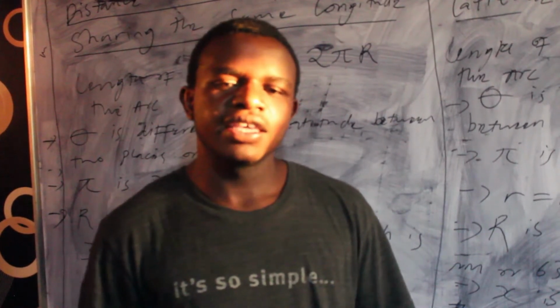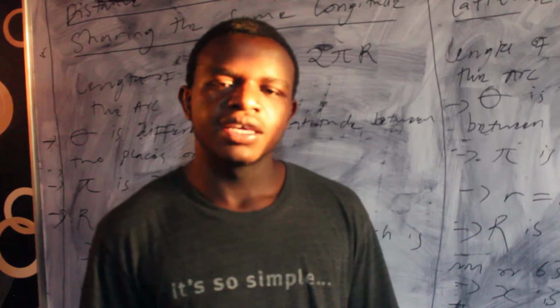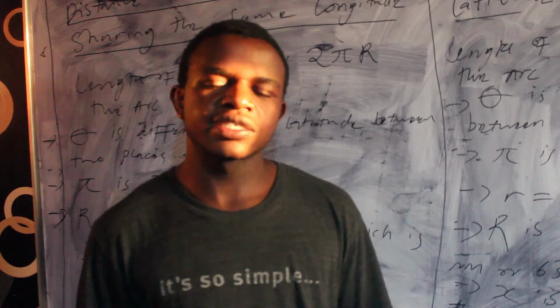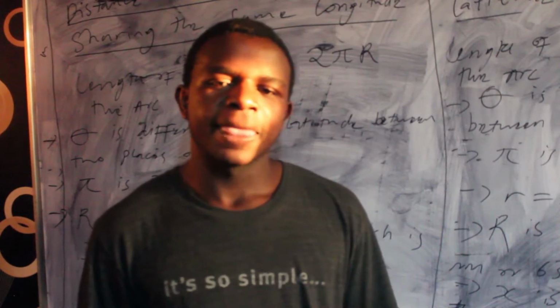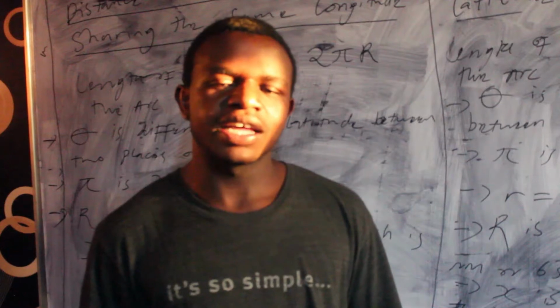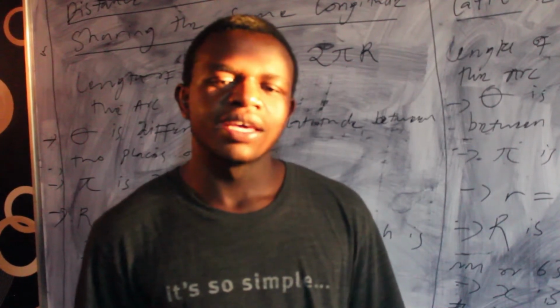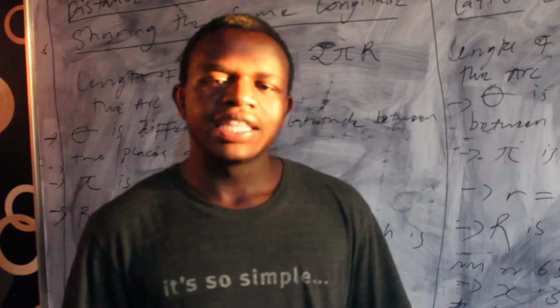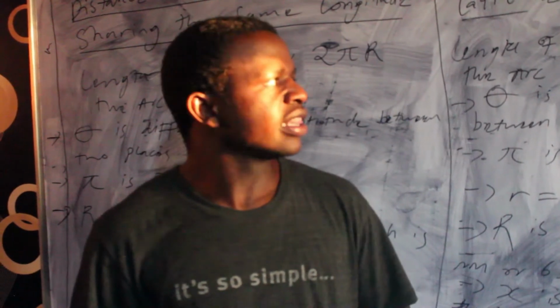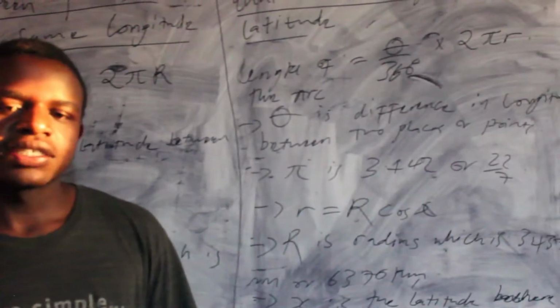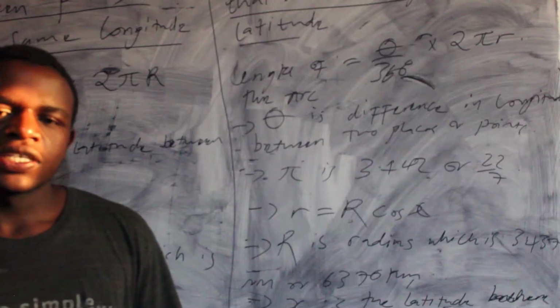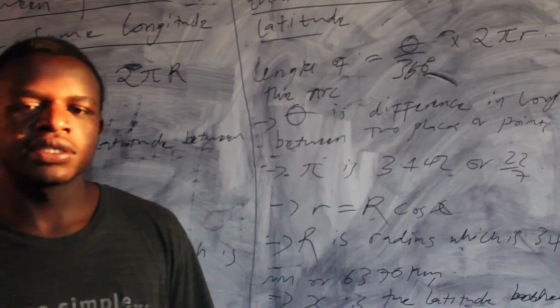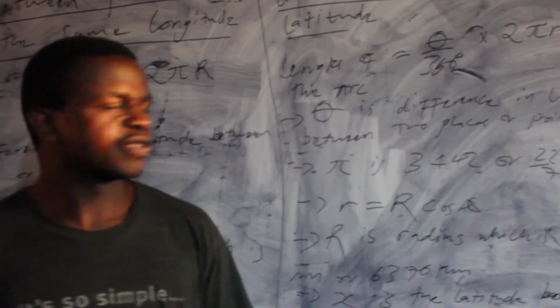The thing that you're supposed to know is that theta represents the difference in longitude. Then the pi, you'll be given in the question as 3.142 in paper 2 or 22/7 in paper 1. Then the small letter r represents the capital letter R cos x. So let's go through this formula.